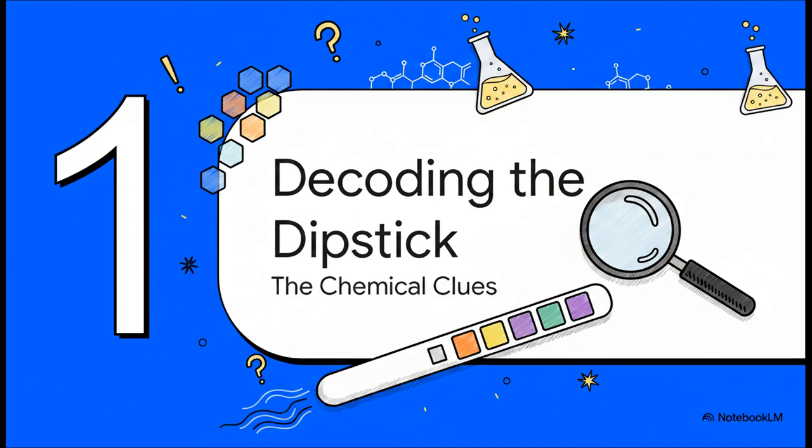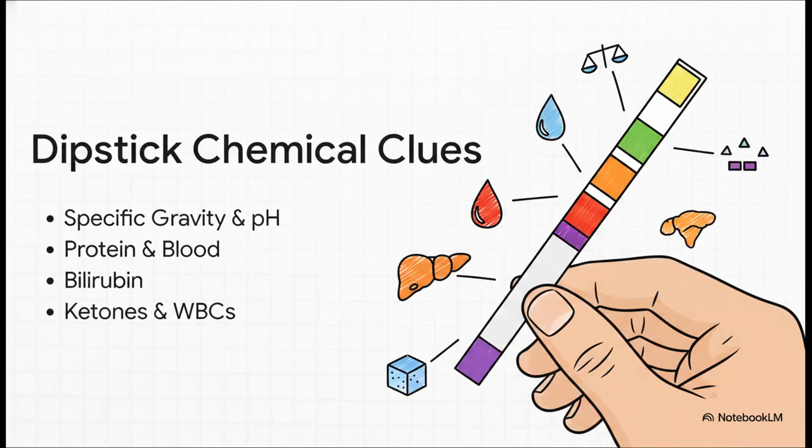Section 1, decoding the dipstick. Let's step directly into our crime scene by looking at our absolute first line of investigation, the chemical clues. You know, when you dip that stick, you aren't just getting one simple answer. You're gathering a massive array of initial chemical clues. We're testing for specific gravity, pH, protein, blood, bilirubin, leukocyte esterase, and ketones. The sheer volume of things this one little strip tests for is incredible. It provides immediate red flags for everything from diabetes to severe liver disease.